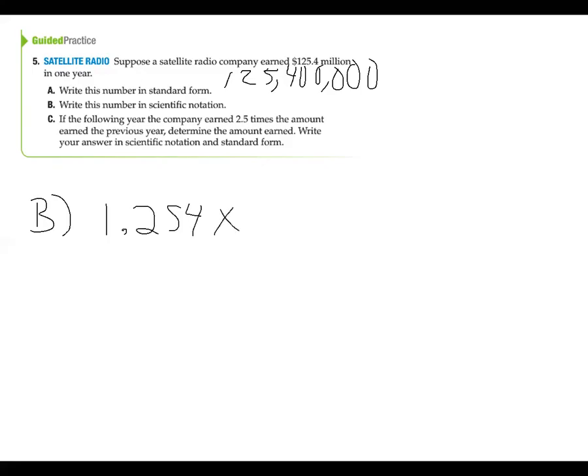1.254 times 10 to the, well, how many places would I have to move it? Each comma represents a group of 3, so it'd be 3, 6, and then I wouldn't want to go all the way to 9 because that would put the decimal in front of the 1. I want it right here. So 3, 6, 7, 8 places. So it's 1.254 times 10 to the 8th.